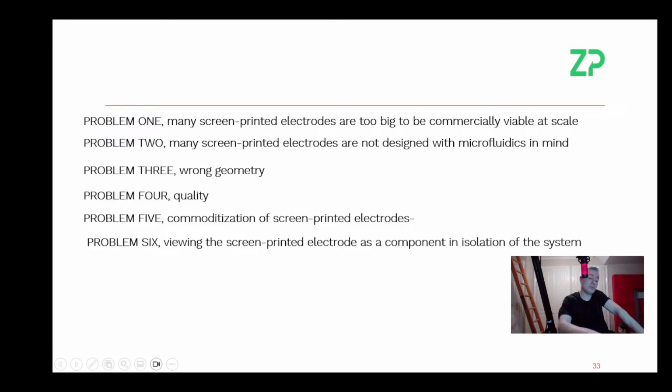So at ZP, we will not view your screen printed electrode in isolation of the entire system. But of course, this kind of attention does actually cost money. And number 7 is about sample size, that we design our screen printed electrodes for sample size.